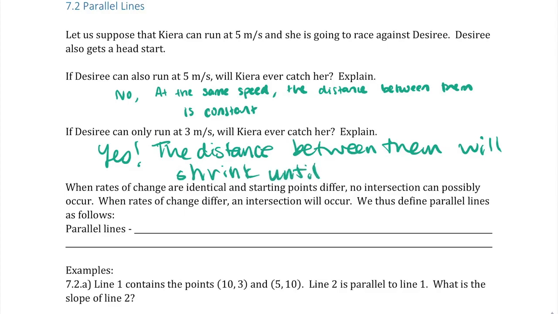When the rates of change are identical, and the starting points differ, like in the first example, then no intersection will happen. And if they're different, an intersection will occur, like in the second example.